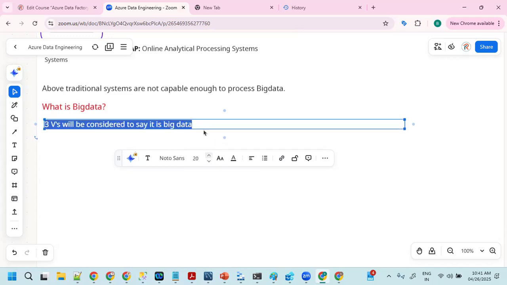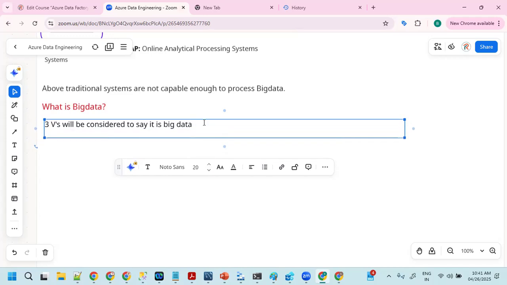So what are the three V's? One is volume. Based on the volume of the data, we can say either that it is big data or not. A huge volume, a massive amount of data: if we have that, then we can say it is big data.